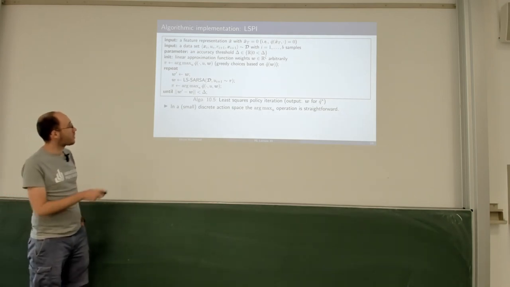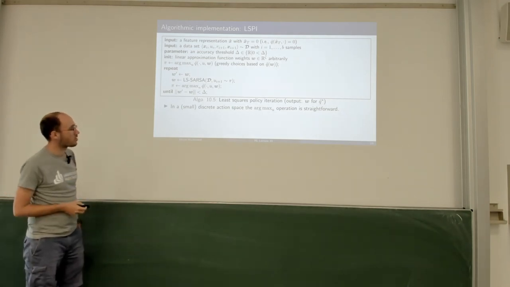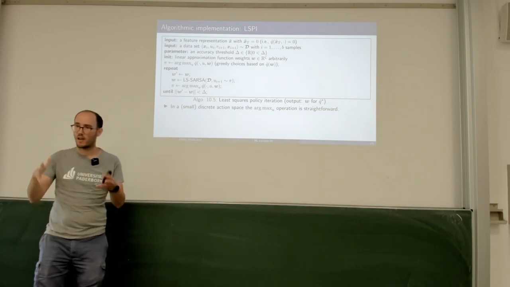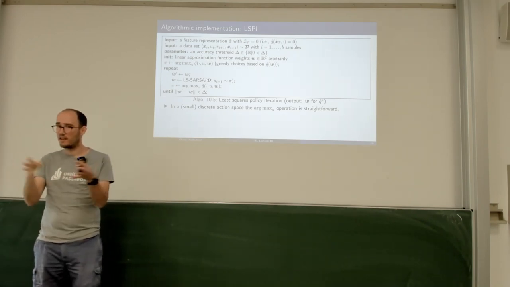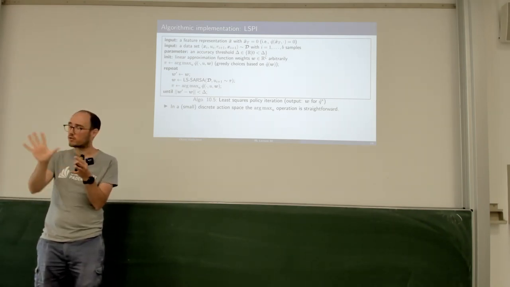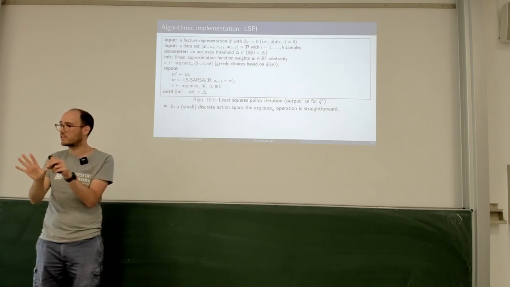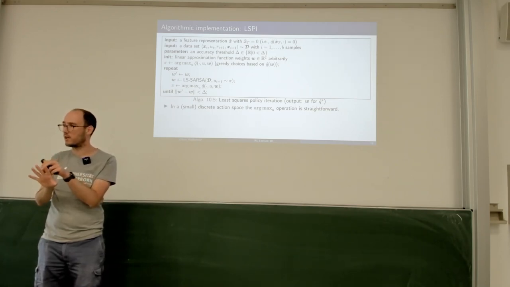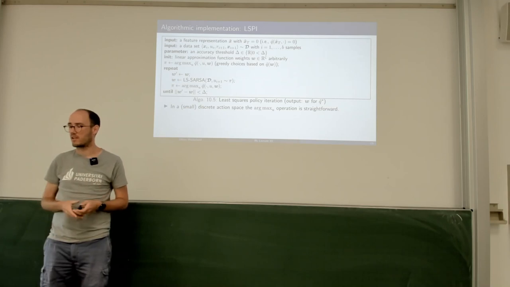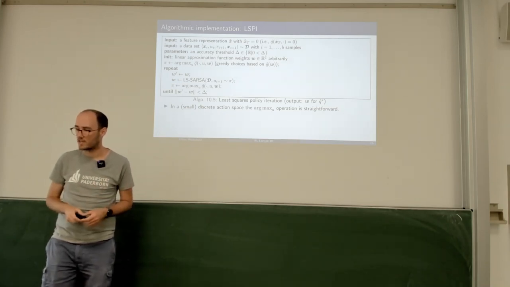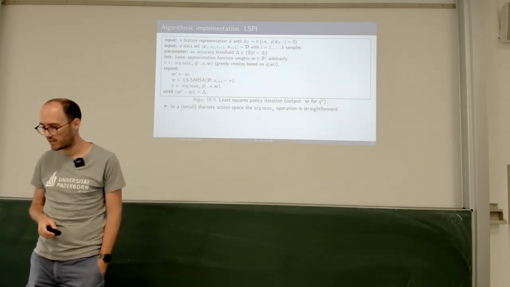In small discrete action spaces, of course, this argmax operation is very straightforward. As I said, if you have five different options, five discrete decisions, you just have to compare these five different action values against each other for every part of the state space, and that would then only mean that you take the action where the state action value is the highest.